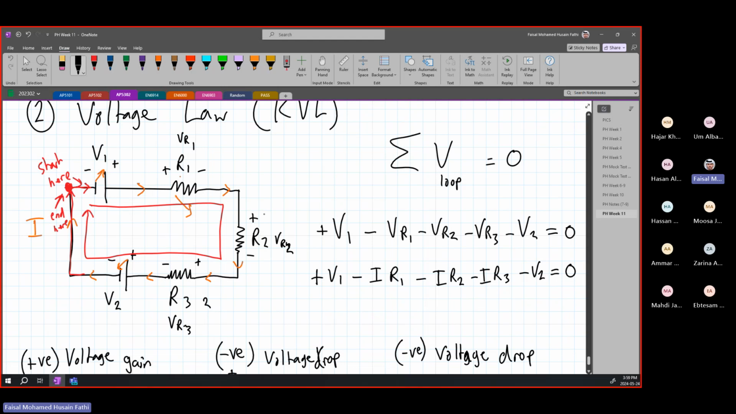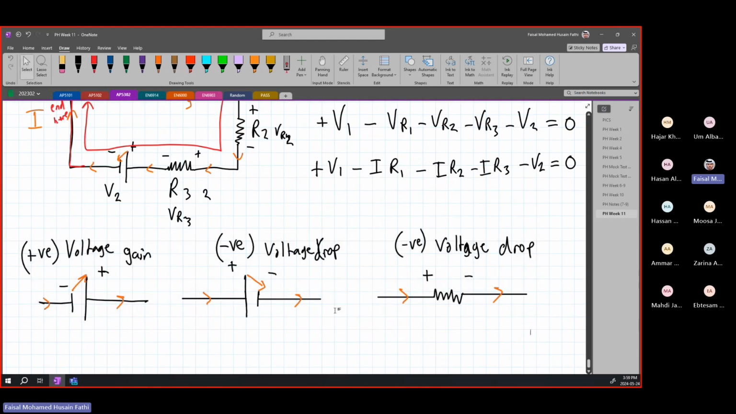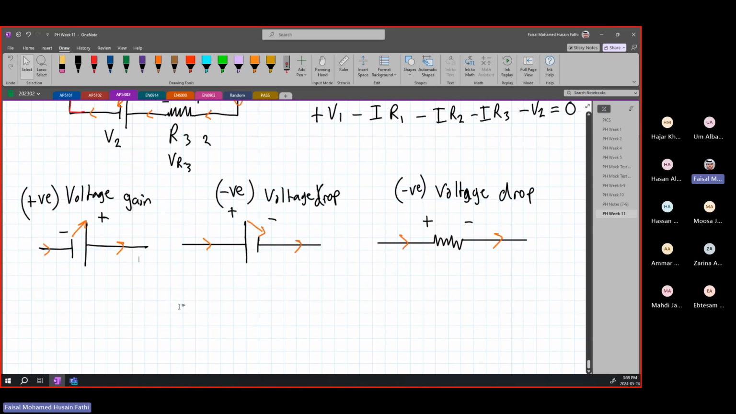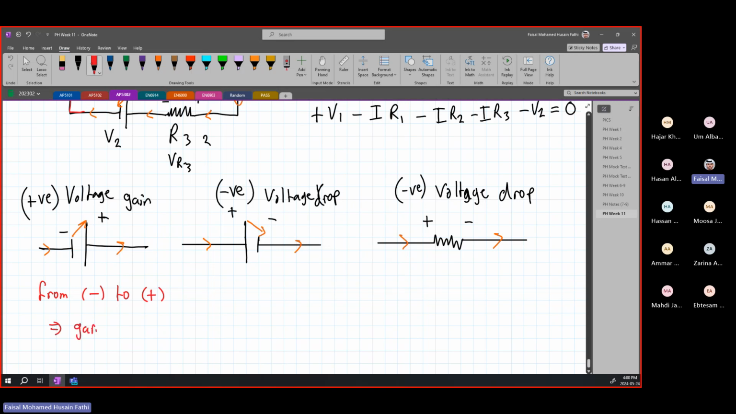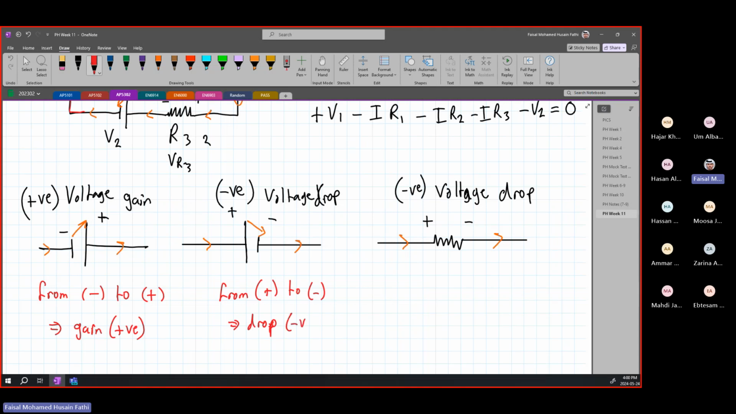All right. It is very important to understand these three concepts. When you have a resistor, it's always going to be a voltage drop. When you have current flowing from the negative side to the positive side, it is a voltage gain. So from minus to plus, that means it's a gain, so the value is positive. All right. From positive to negative, or from plus to minus, this is a drop, so it is going to be negative.